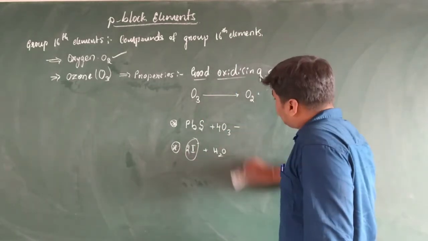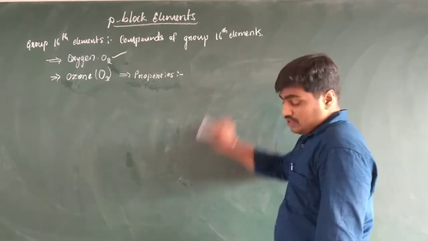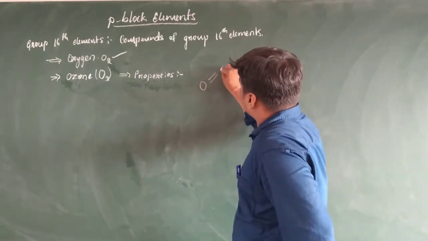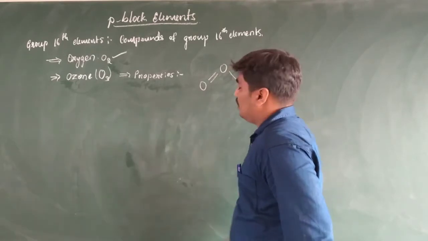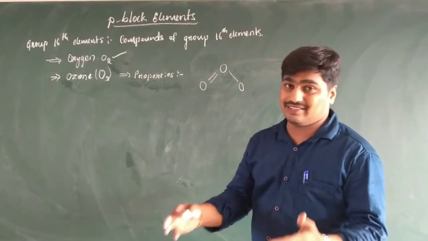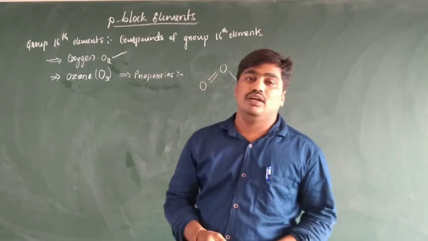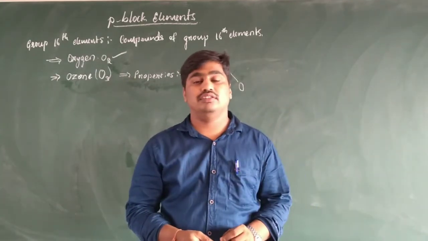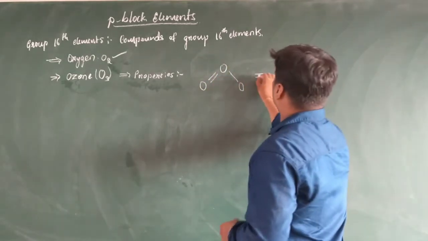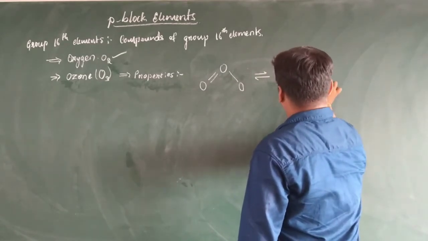Next, what is the structure of ozone? Ozone is a bent structure molecule. It shows resonance stability. What is the reason for the existence of O3? The existence of O3 is because of the stability gained by the resonating structures. So these are the resonating structures of O3.